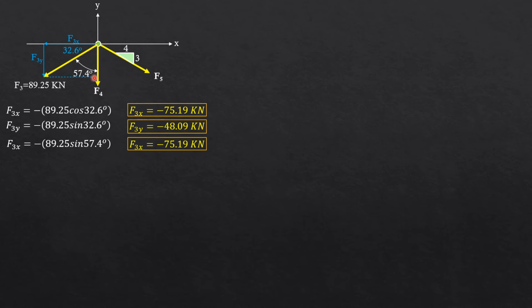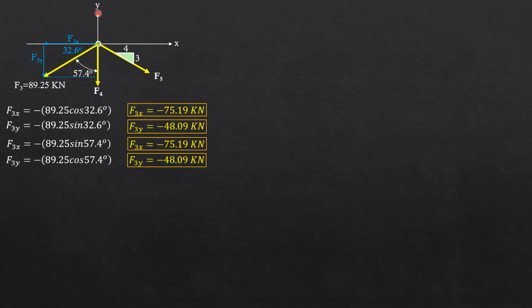F3y, it is adjacent, but it is expected negative. This one is equal to this. So adjacent to 57.4. So it is also expected negative. So it is negative 89.25 cosine of 57.4. So F3y is negative 48.09 kilonewtons.